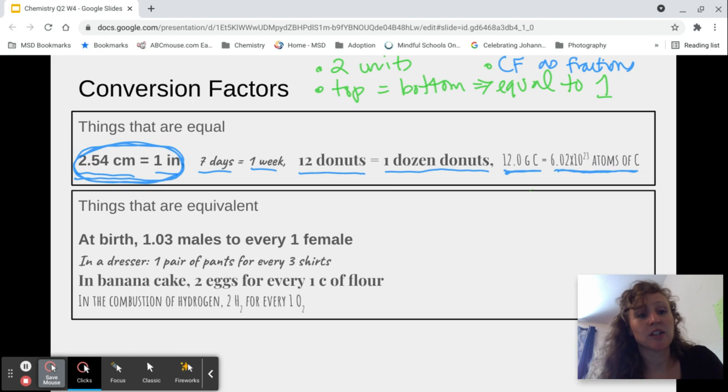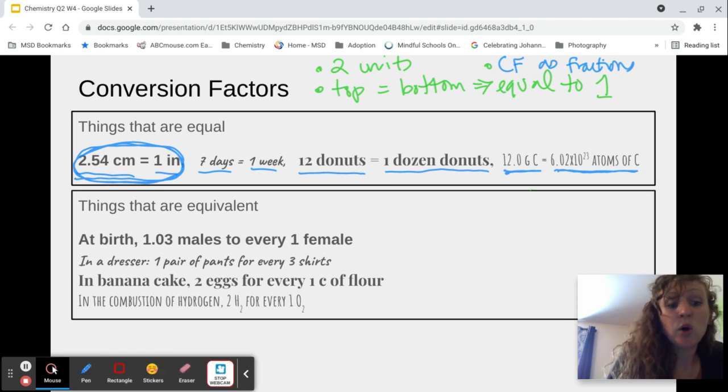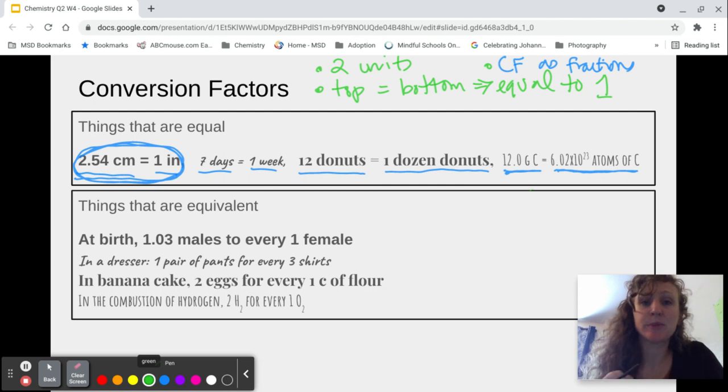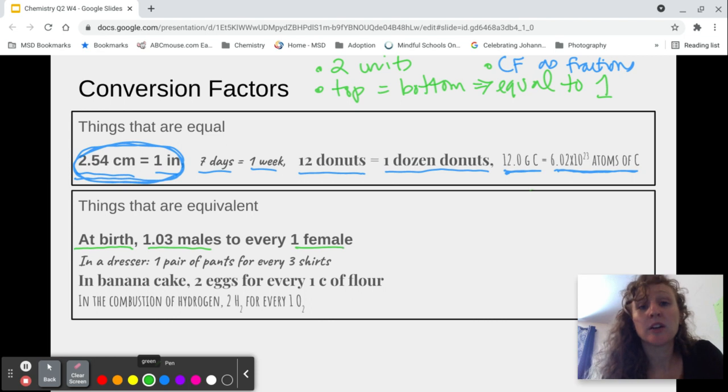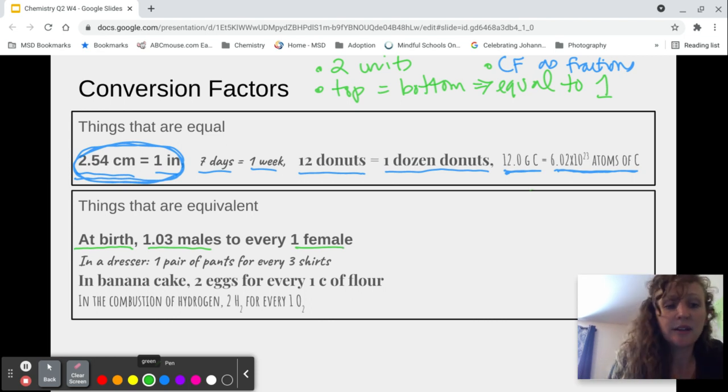Some of our conversion factors can be things that are equivalent. Now, this is usually talking about a very specific scenario. So, for example, at birth, there are 1.03 males to every 1 female. That can be a conversion factor if you're dealing with birth rates. So, in a similar context, you can use that as a conversion factor.